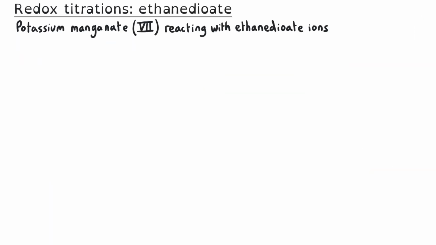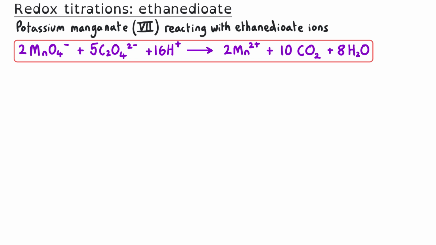Redox titrations can also be carried out where potassium manganate 7 reacts with ethanedioate ions. And the overall redox equation is shown here, and it's important to note the 2 to 5 ratio that the manganate 7 and the ethanedioate ions react in. The half equations for this reaction have the ethanedioate ion turning into carbon dioxide and being oxidized. The ratio there is 1 ethanedioate to 2 carbon dioxide, and both of those carbon atoms lose 1 electron, so we need 2 electrons on the right hand side to balance this.